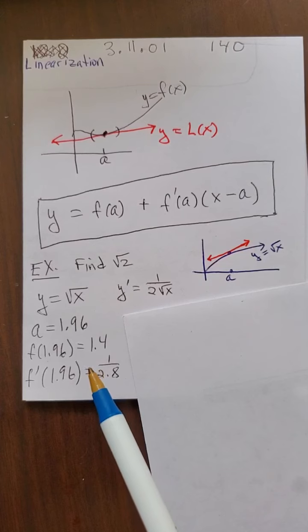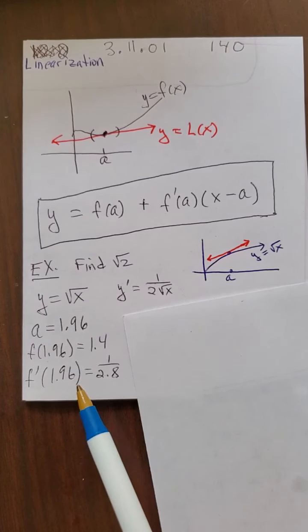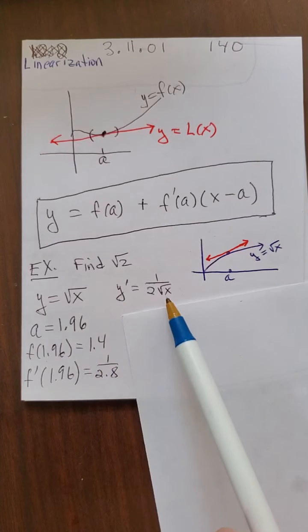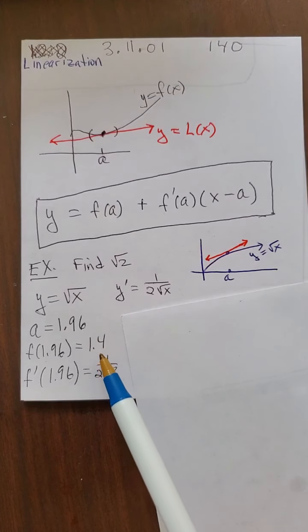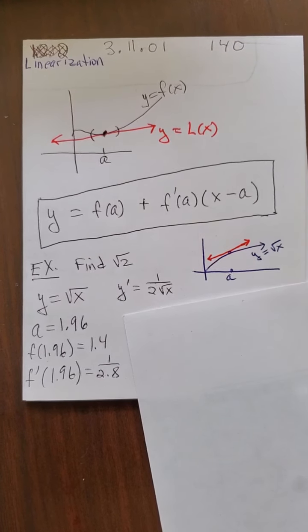I like that because it just works out nice and evenly. F prime of a is 1 over 2 times root x, which is 1 over 2 times 1.4, which is 1 over 2.8. So all these numbers are pretty easy to calculate. And by the way, I didn't use a calculator for any of this. All the stuff I was able to do by hand. That's kind of the point here, that without calculators, we could still find these incredible square roots.